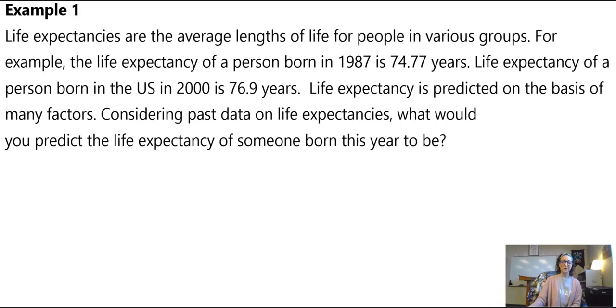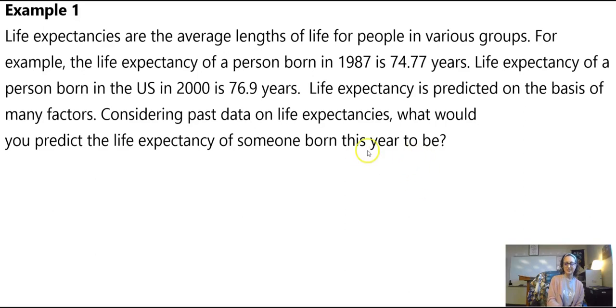So let's read example 1 together. You don't need to write anything down yet. It says life expectancies are the average lengths of life for people in various groups. For example, the life expectancy of a person born in 1987, which would be me, is 74.77 years. Life expectancy of a person born in the U.S. in 2000 is 76.9 years. Life expectancy is predicted on the basis of many factors. Considering past data on life expectancies, what would you predict the life expectancy of someone born this year?